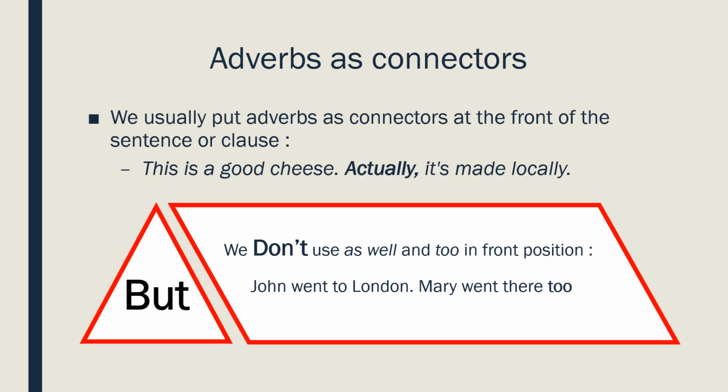When we use adverbs as connectors, we usually put them at the front of the sentence or clause, like in the sentence, this is a good cheese. Actually, it's made locally. We put the adverb actually at the front of the clause, it's made locally. And we don't use as well and to in the front position, like in the sentence, John went to London, Mary went there too. We cannot say John went to London to Mary went there.